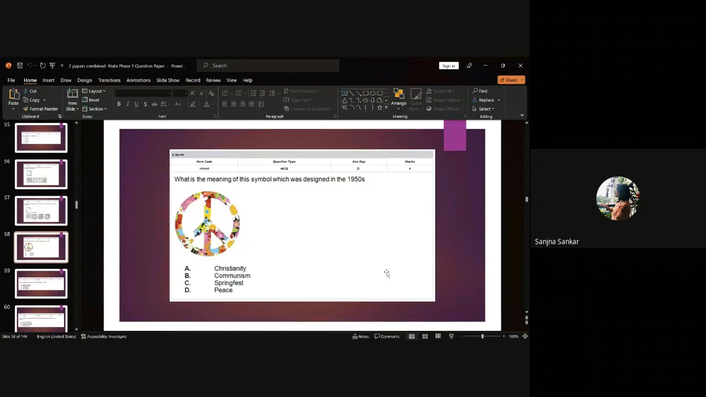Next question: what is the meaning of this symbol which was designed in the 1950s? They are asking what this symbol means. What does this symbol mean which was designed in the 1950s? So the answer is peace, that is option D.